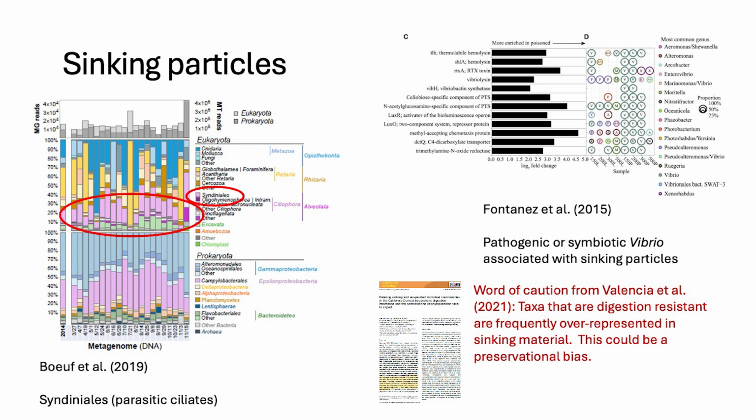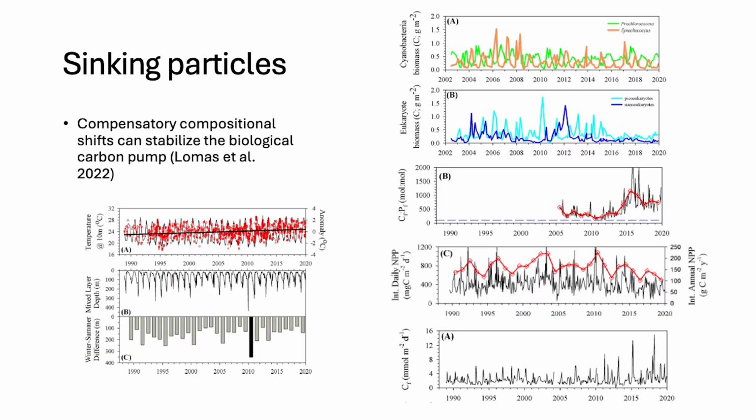But I do want to add one word of caution, and that comes from Beji Valencia's work. It showed that a lot of the taxa that we find overrepresented in sediment traps are the taxa that are digestion resistant. So maybe there's a little bit of a preservational bias going on. And we need to be somewhat cautious when we interpret things. But still, we see these taxa that pop up again and again, and maybe are important to export flux. So maybe we need to think about these individual taxa.